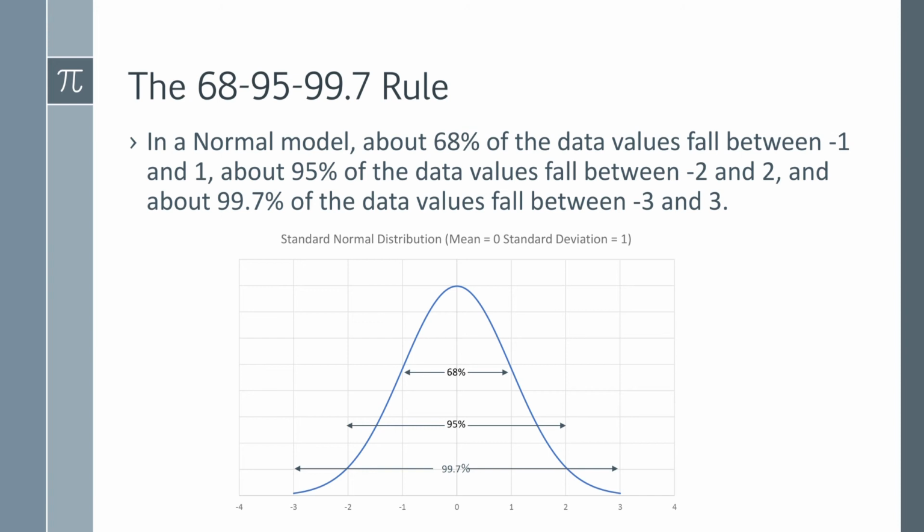What that rule says is that in a normal model, approximately 68% of the data values are going to fall between -1 and 1. About 95% of the data values fall between -2 and 2. And about 99.7% of the data values fall between -3 and 3. So this is why we say if a data value has a z-score greater than 3 or less than -3, it's considered to be unusual, because based on the normal model rules, 99.7% of your data should fall between -3 and 3. So you're going to have a very small percentage, if any, that fall outside of that boundary.